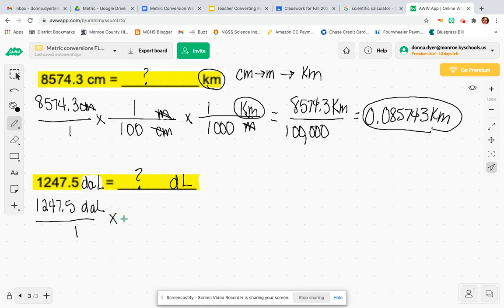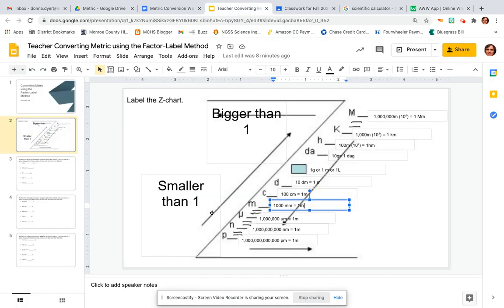Now, we're going to set up our second ratio. Again, I want to cancel out decaliter, so where does it go? On the bottom. I want to change to what it's asking me for, which is deciliter, on the top. Now, do I have a conversion factor that has deca and deci both in it? No, I don't. Deca is here. So this is decaliter, and this would be just liter. Then my deciliter is here. This would be liter, and this would be deciliter.